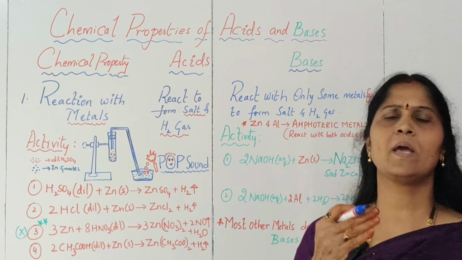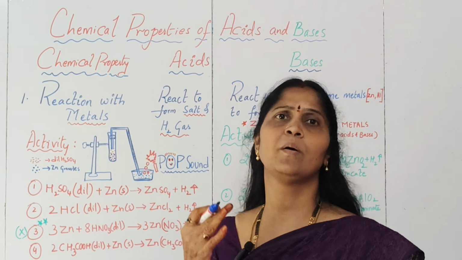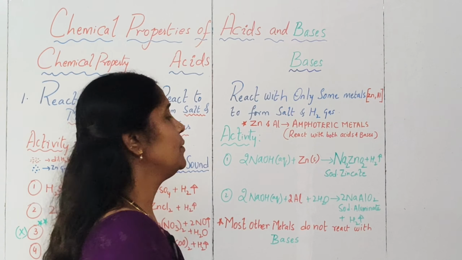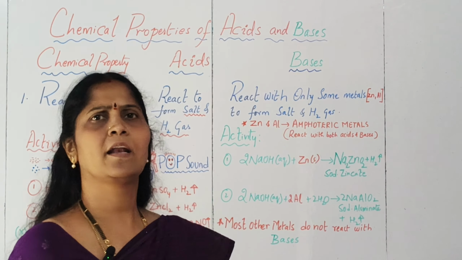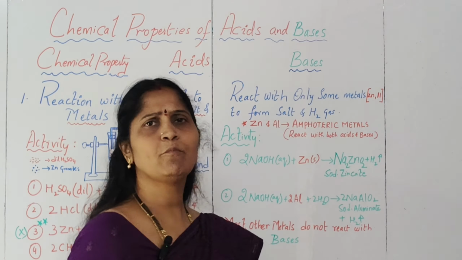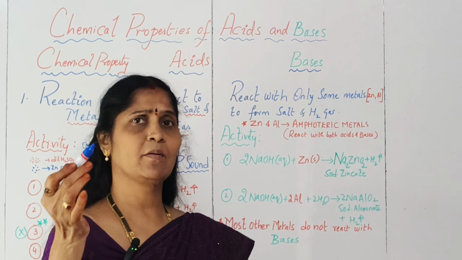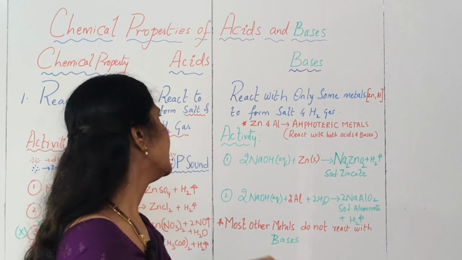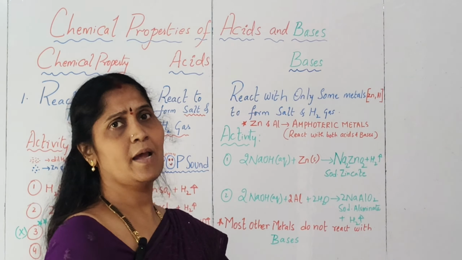Likewise, when we talk about the reaction of bases with metals, bases will react with only some metals like zinc and aluminium. What is the speciality of zinc and aluminium? Zinc and aluminium are called amphoteric metals. What are amphoteric metals? The metals which can react with both strong bases and acids are called amphoteric metals. So here we have zinc and aluminium, which are amphoteric metals.